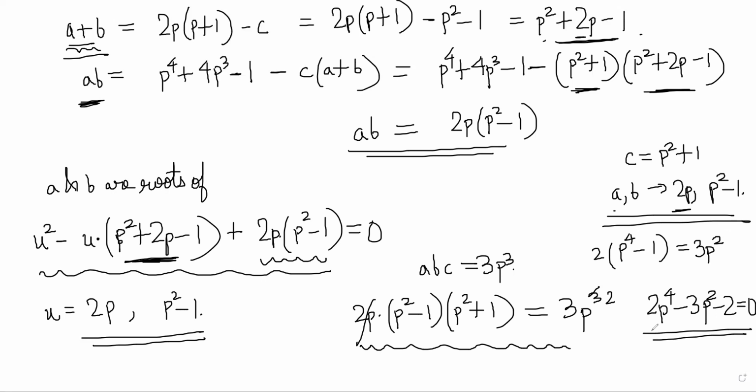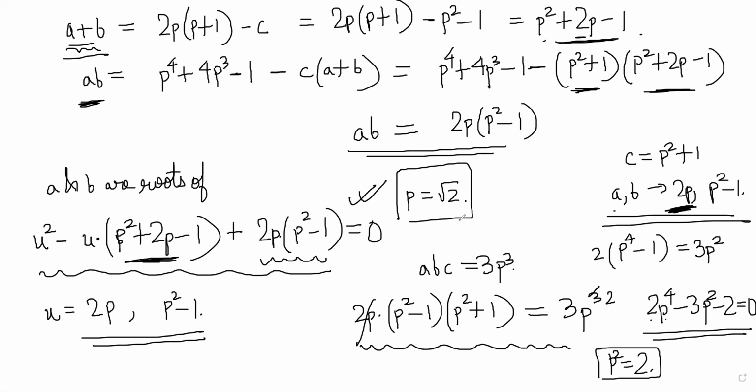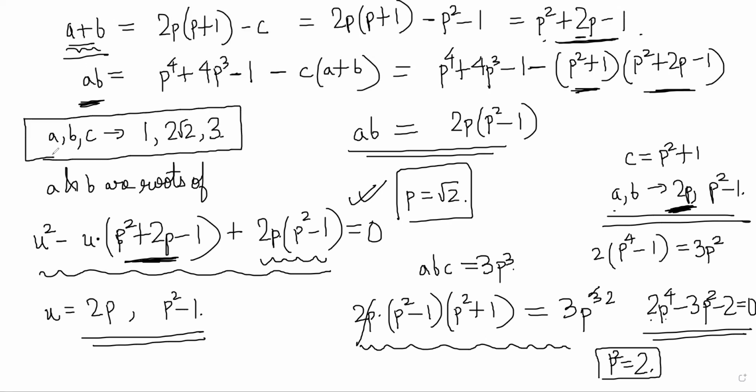This equation is a quadratic in p square, and when you solve it, you will realize that p square is equal to 2 is a root, right? You can check, because p power 4 will be 4, so 2 into 4, 8 minus 6 minus 2, right? P square is equal to 2 is a root, so p is equal to root 2 because p cannot be negative because one of the sides was 2p, right? So if p is root 2 is a viable answer for us, the sides a, b, c are basically 2 root 2, 1, 2 root 2, and 3, right? So we have found the three roots of the original equation. We have also found the value of p, which is root 2.